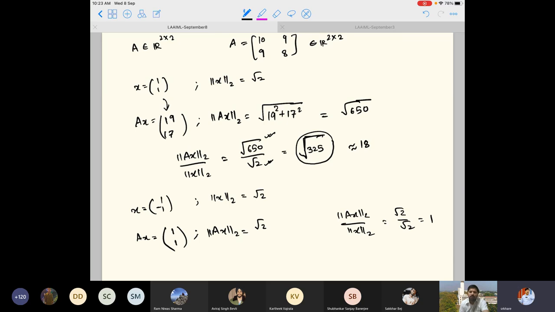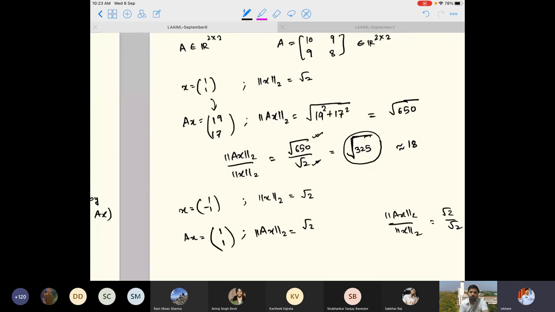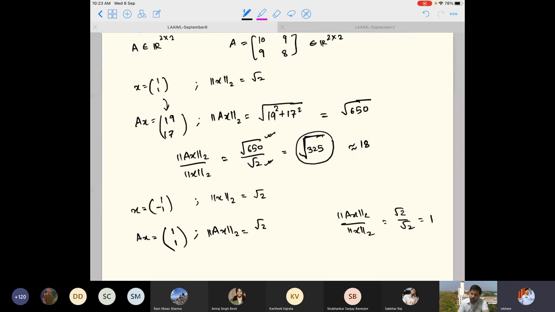Any comment on this? Do you understand what we are going to do? We are going to collect all such numbers. One number is about 18, another number is like this. You collect all such numbers and you pick the maximum of those numbers, and that maximum is going to be that value. So it is the maximum magnification that this matrix A will induce. Any comments or observations here?